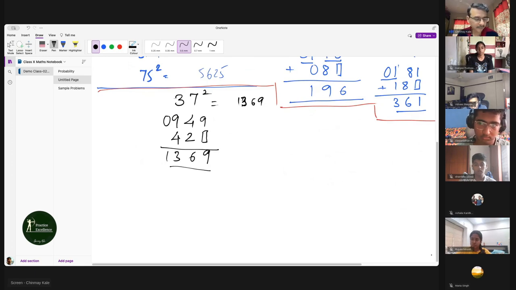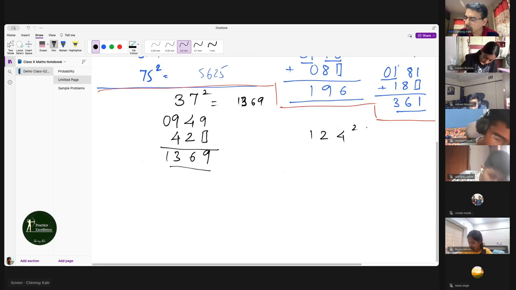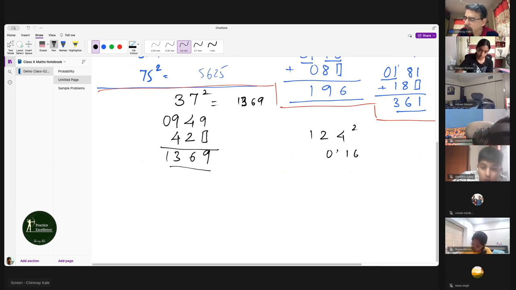Let's look at 3 digits. 124 का स्क्वायर करना है. सो 124 का स्क्वायर अगर करना है क्विकली तो क्या करना पड़ेगा? प्रोसेस इज सेम, there's just one additional step involved. तो पहले इंडिविजुअल सारे डिजिट्स को स्क्वायर करो. 4 का स्क्वायर आई हैव 16. 2 का स्क्वायर आई हैव 4. 1 का स्क्वायर आई हैव 1. क्लियर?